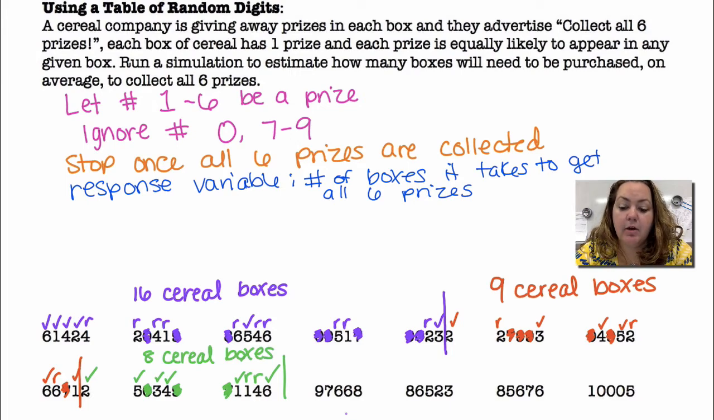Okay, so I can kind of calculate the average here. So if I do 16 plus 9 plus 8 divided by 3 trials, that gives me 33 out of 3, which is 11. So on average, I would expect to have to buy 11 cereal boxes so that I can get all 6 prizes.